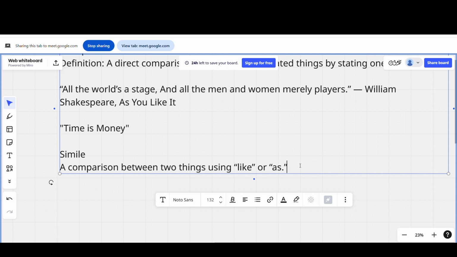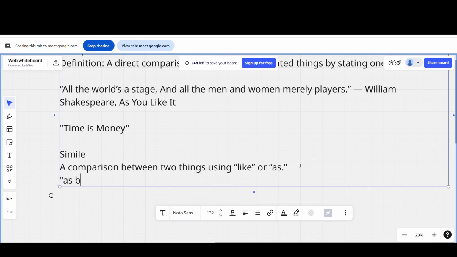As brave as a lion. Right? So you are comparing yourself or someone with a lion. All of us know lions are so brave, right?